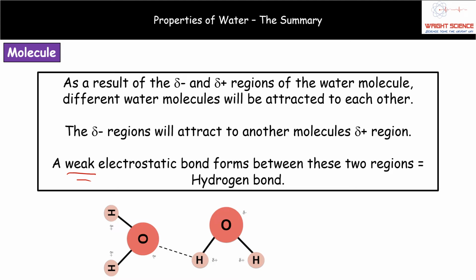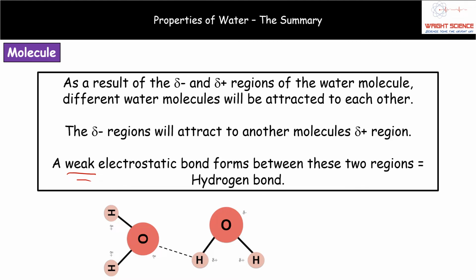Please be careful here, because all too often on these A-level papers, you will see students writing down that hydrogen bonds are strong. They are not. A hydrogen bond itself is a weak bond. Again, one of those key chemical properties that you can get a mark for in a number of questions. So hydrogen bonds are weak bonds.